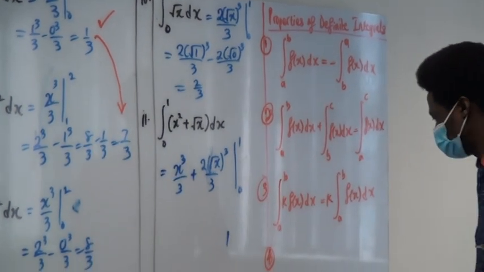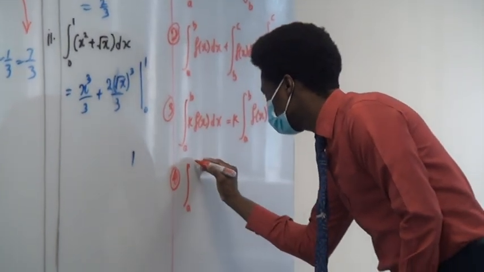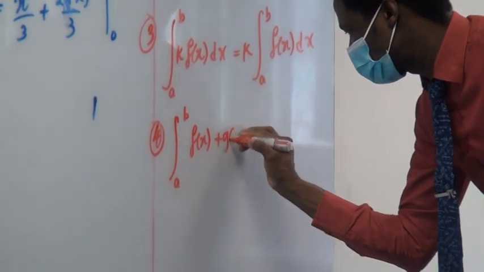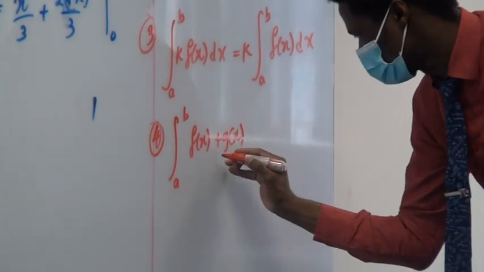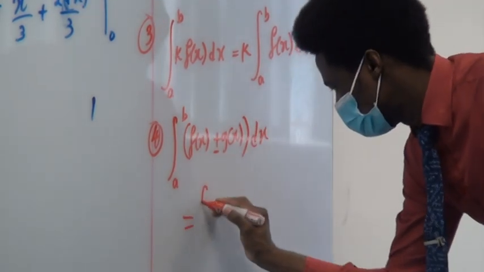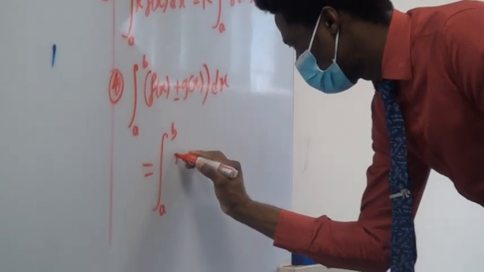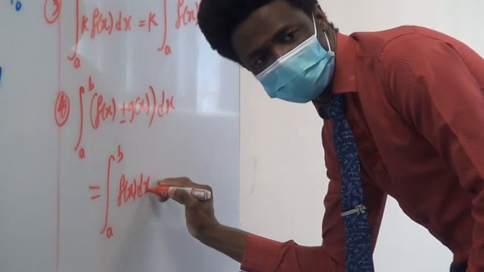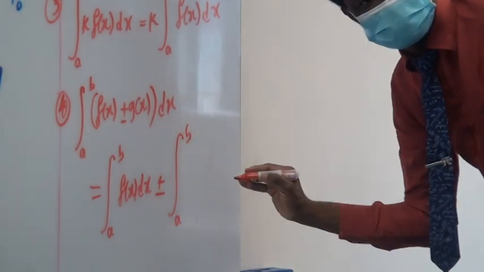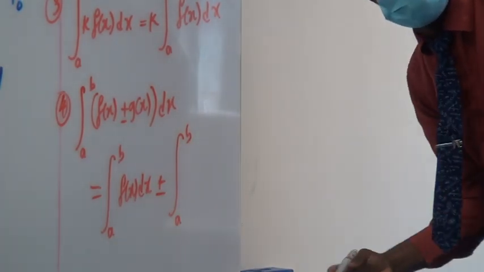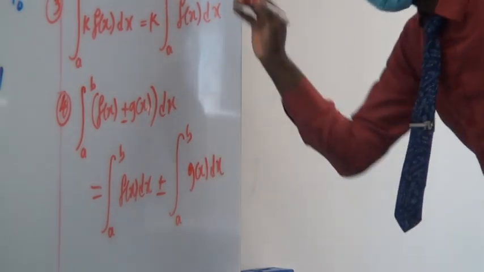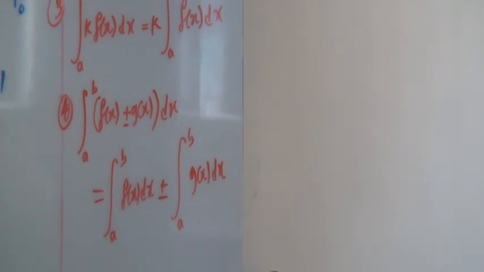So the last rule is that the integral of a to b of f of x plus g of x or minus g of x with respect to x, it's what? The definite integral from a to b of f with respect to x plus or minus the definite integral from a to b, the same interval, let's put it that way, not limit, of g of x dx. So these are the properties of definite integral.